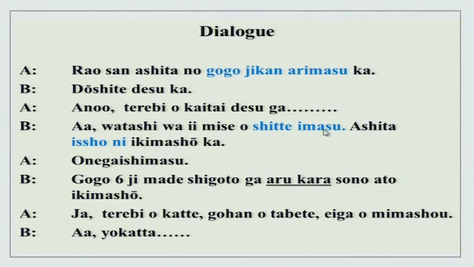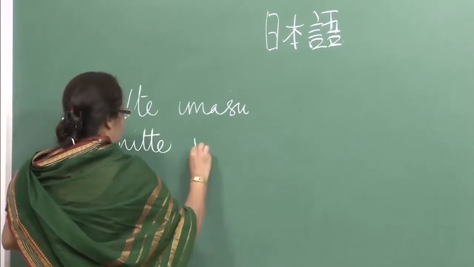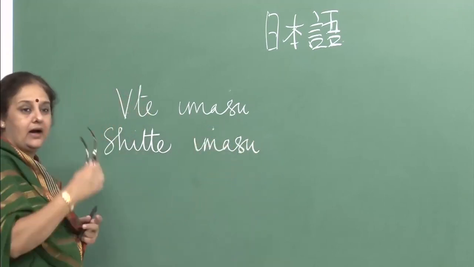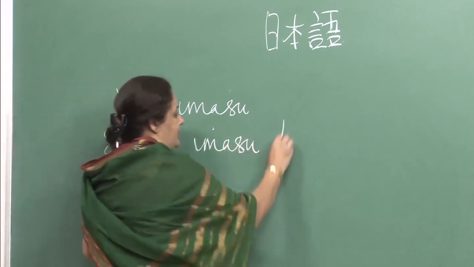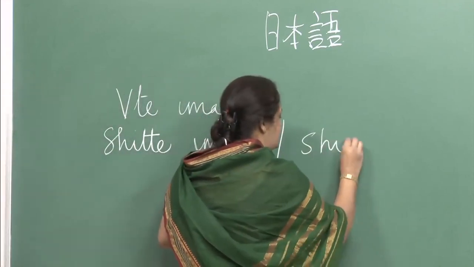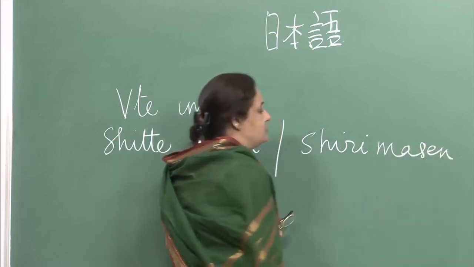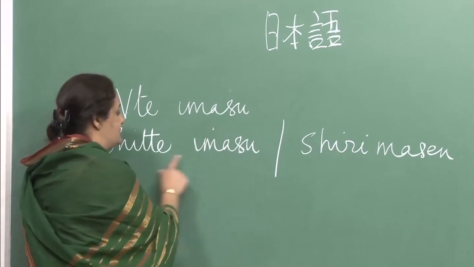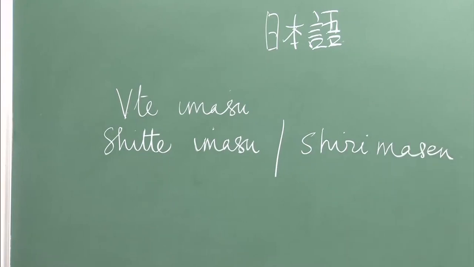I know. Shitte imasu means I know. I know of a certain nice place, and the negative is shirimasen. I do not know. Please remember it is either shitte imasu, I know, or shirimasen. There is no other form.